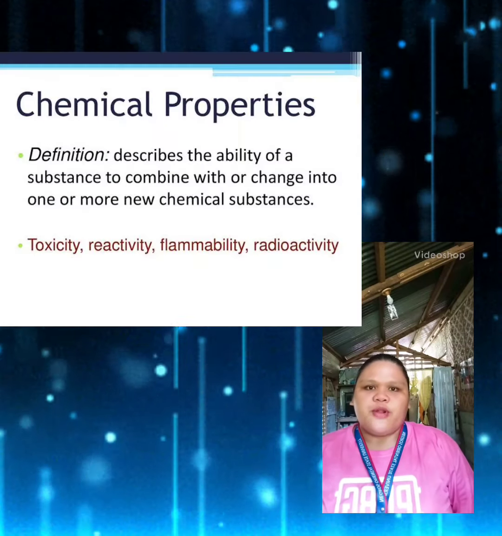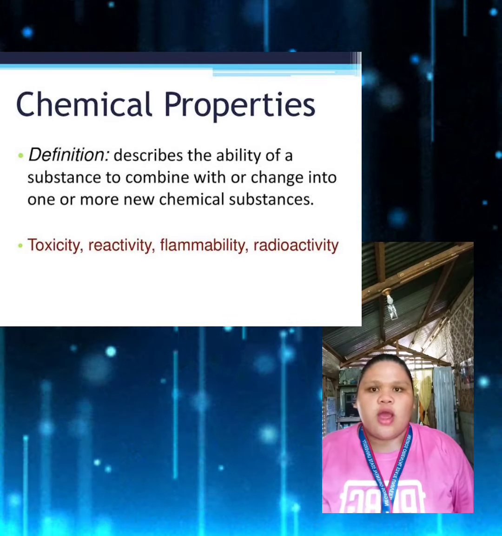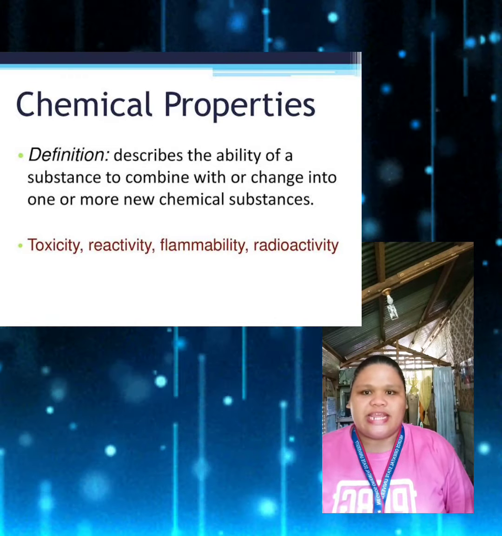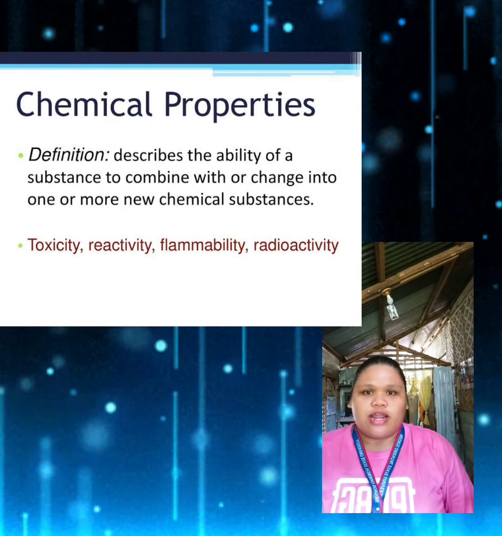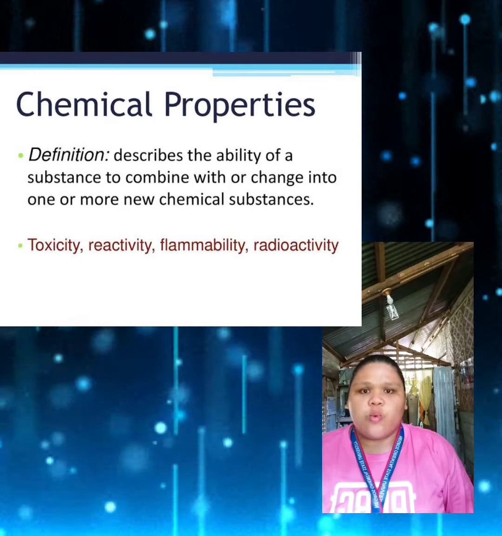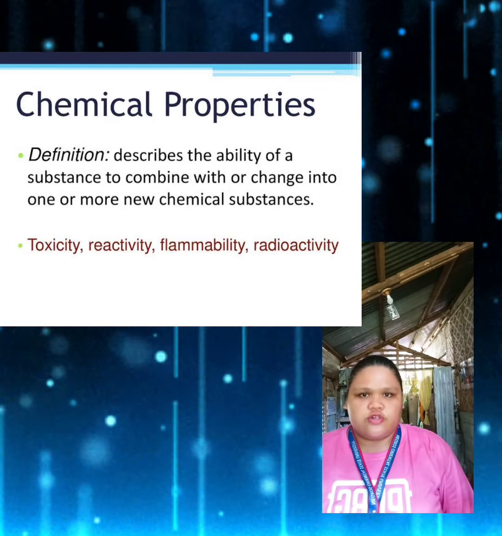A chemical property describes the ability of a substance to undergo a specific chemical change, and to define a chemical property you have to look for a chemical change. A chemical change always produces one or more substances that differ from those before the change.